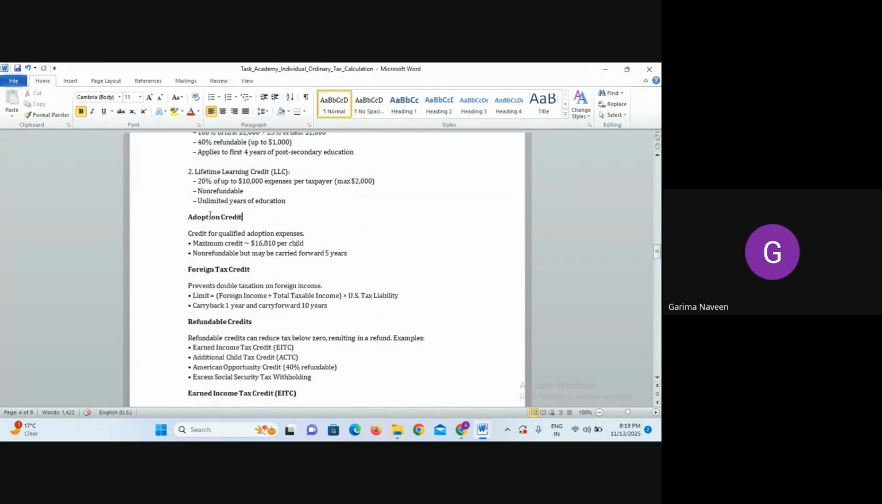So next is the adoption credit. Adoption credit means if someone is adopting a child, then all the expenses related to the child adoption, he or she can claim in Form 1040 as an adoption credit, but certain conditions apply. For example, if you are adopting within the US, then you can get the credit for the expenses in the year the adoption is completed.